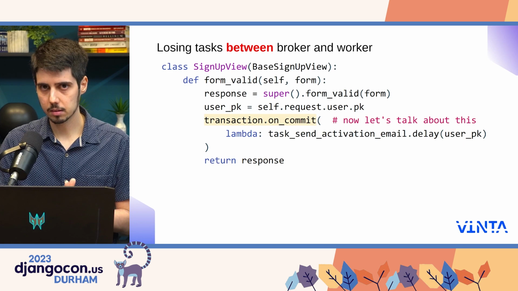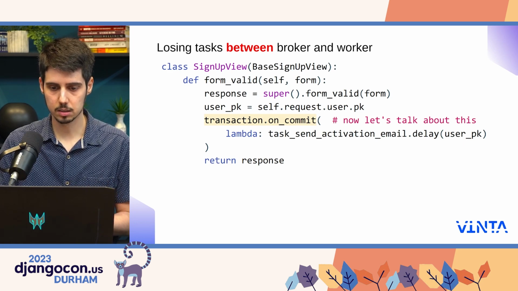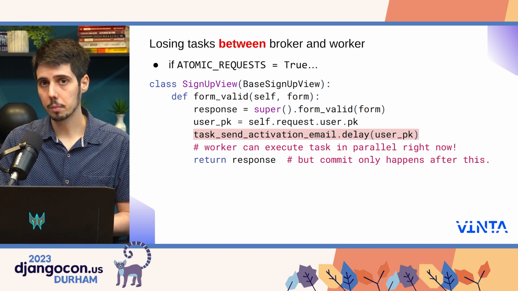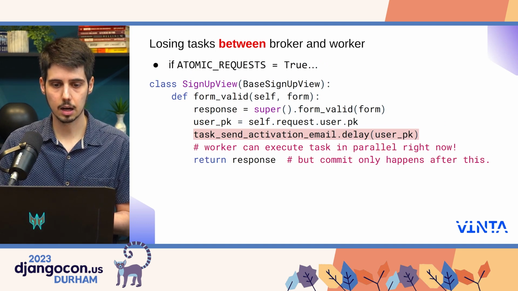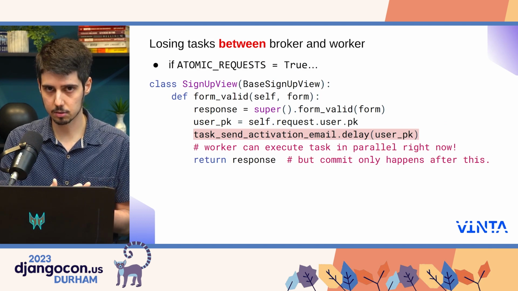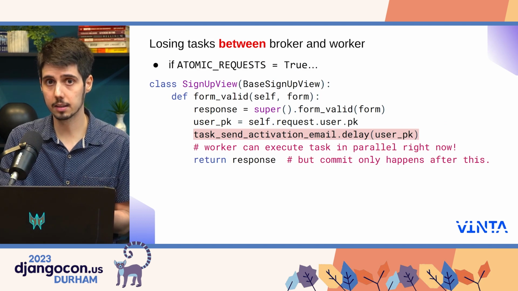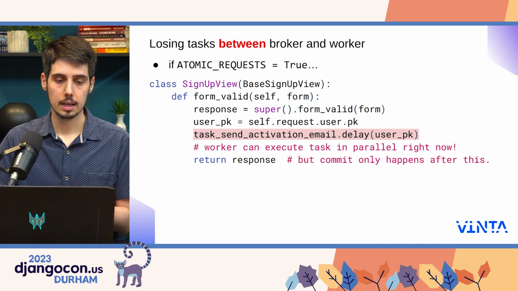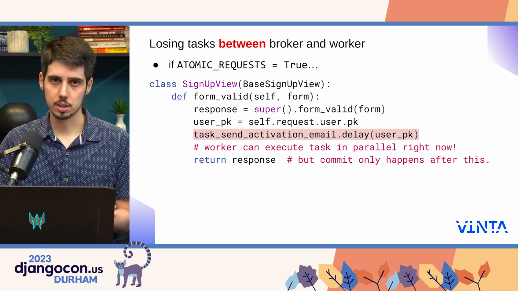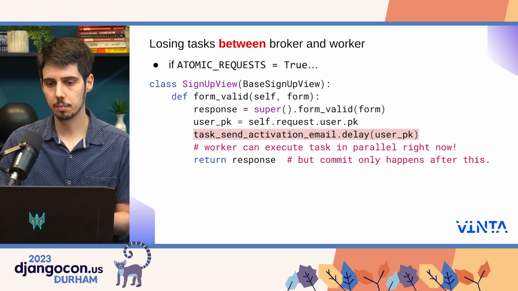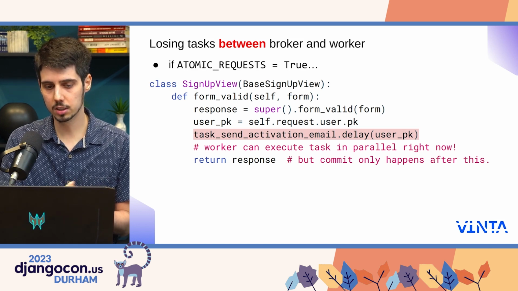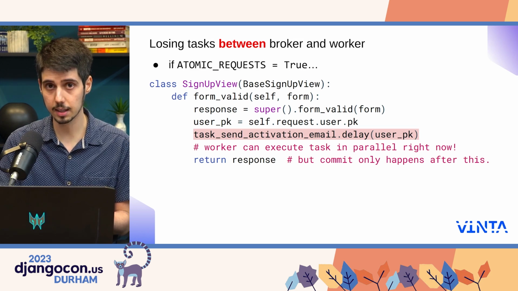Remember the onCommit that I've shown? Now let's talk about why we need that. If you have ATOMIC_REQUESTS true in Django, and many projects have that, which means there is a transaction wrapping the whole view. If you do something like this, which is the naive way of delaying a task, send activation email, you just check the form is valid, you get the user PK, and then you just delay the task.